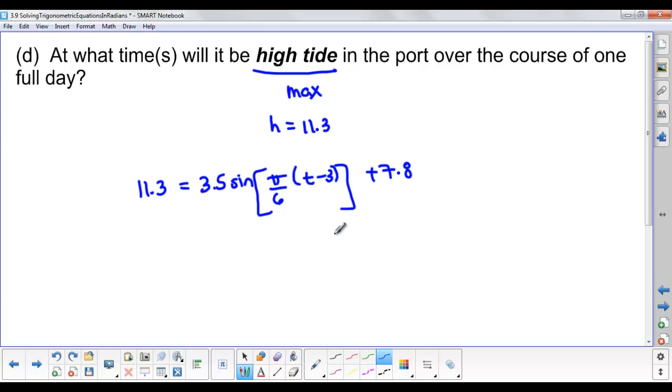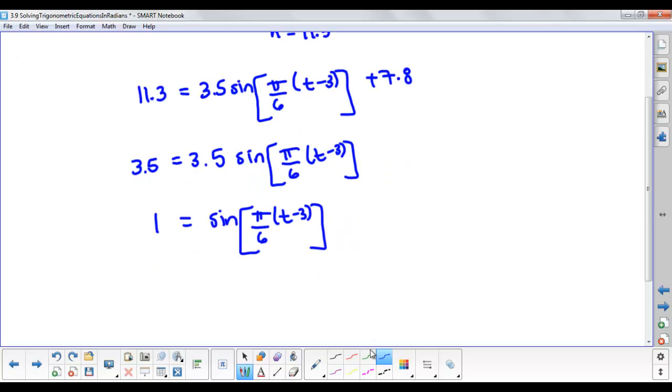So this looks very similar to questions that we were doing in lesson 3.7. So basically you want to isolate sine and its argument, because the thing that you're looking for, t, is inside that argument. So the first thing we'll do is move that 7.8 over, and then we want to divide both sides by the coefficient here, 3.5. So again, as we did in the other day's lesson, I want to know what angle of sine will give me a ratio of 1. So sine of what gives me 1?